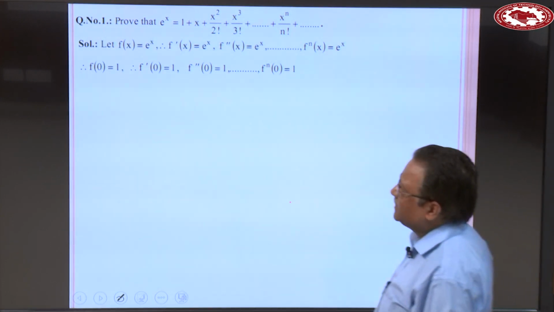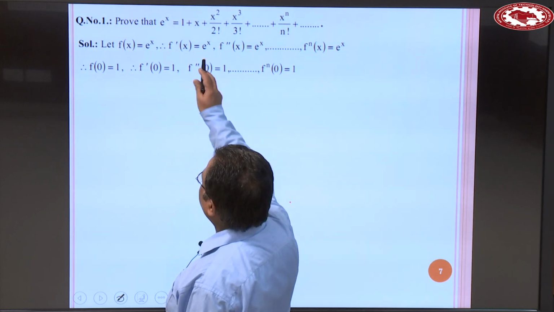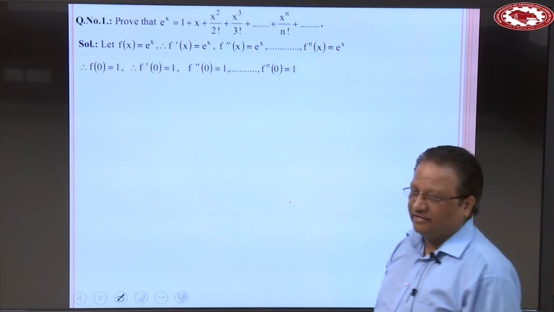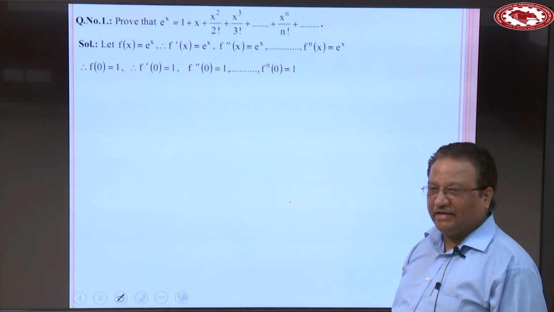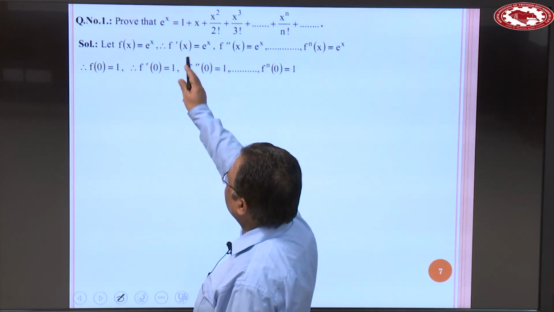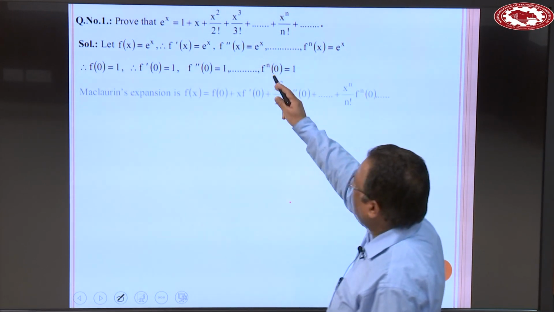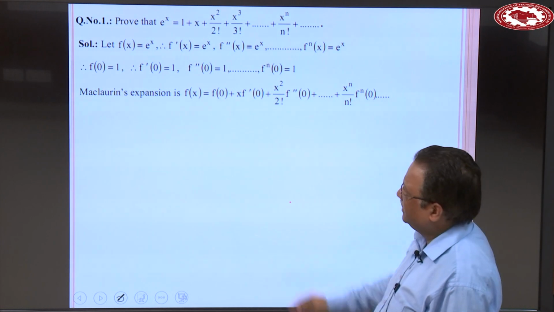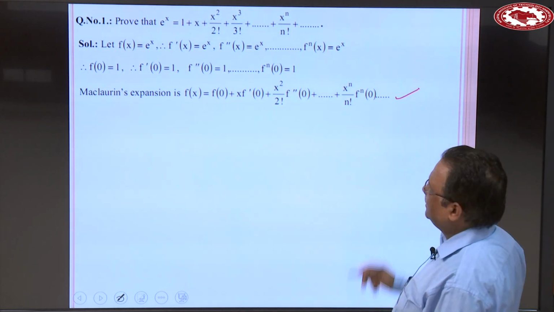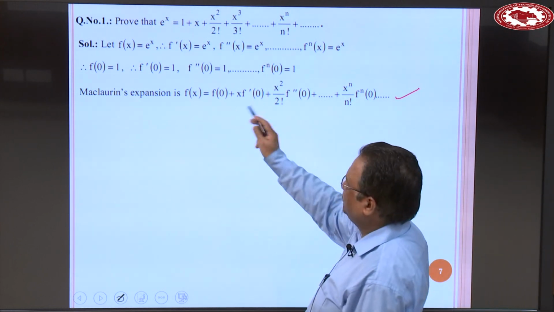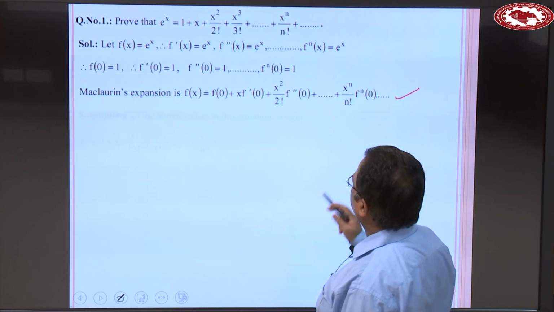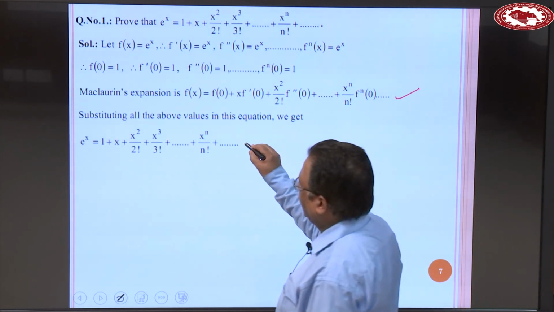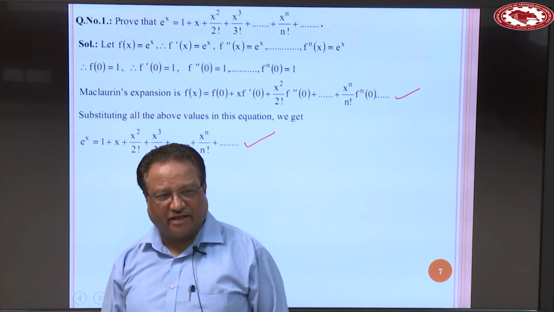Okay. Now let f(x) is equal to e raised to power x. Then f dash x is e raised to power x, f double dash x is e raised to power x, f nth derivative x is e raised to power x. Then calculate f0, f dash 0. So f0 is 1, f dash 0 is 1, f double dash 0 is 1, f nth derivative 0 is 1. And we know the Maclaurin's expansion. That one is f(x) is equal to this. Now substitute all these values of f0, f dash 0, f double dash 0, f nth 0. When we substitute all the above values in this equation, we obtain the required expansion.